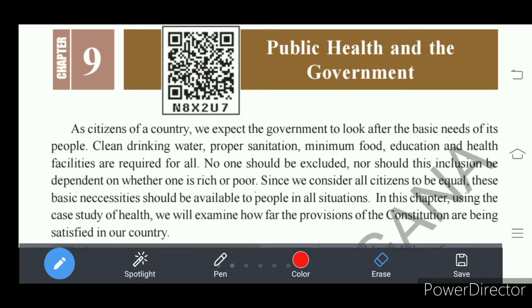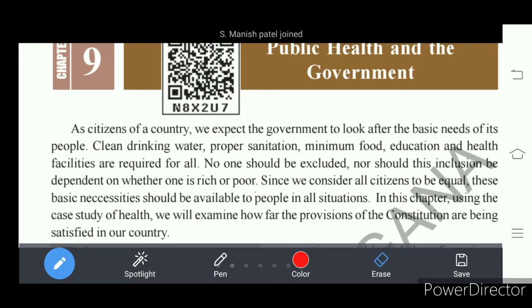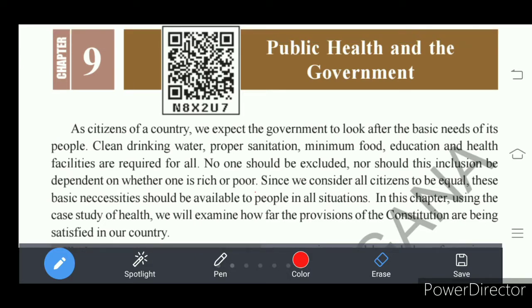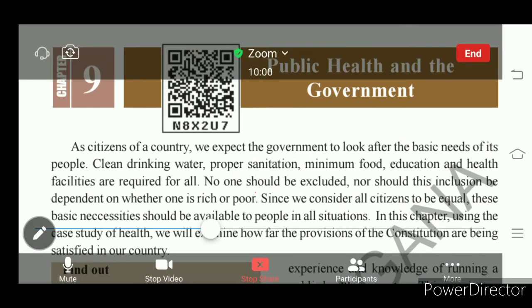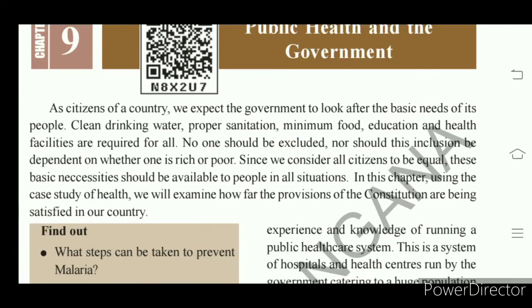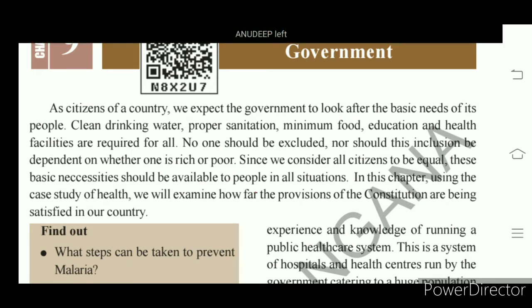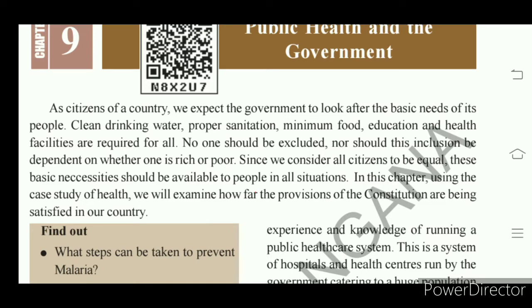No one is excluded from getting these basic needs. Okay, because all the citizens are equal, right? There is no partiality with the government regarding the citizens. So all the citizens are equal in front of the law. So these basic needs have to be given to all the people in all the situations.